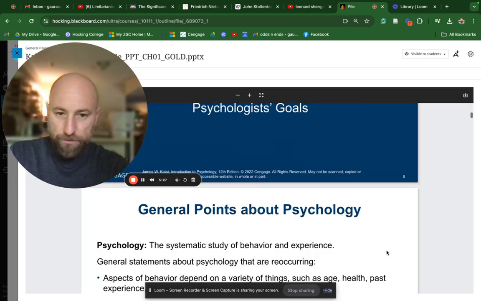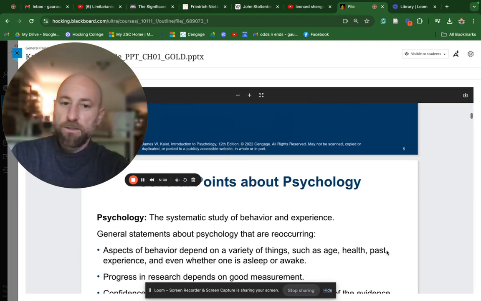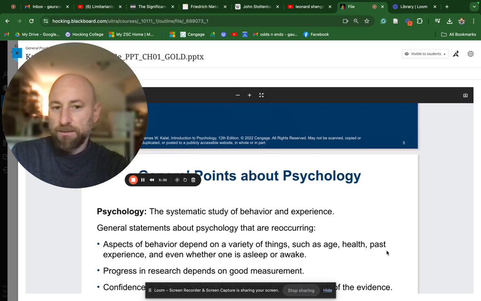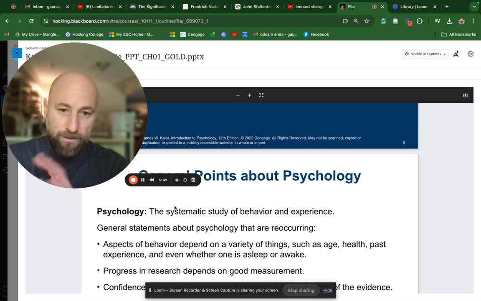Okay, Unit 1. General points about psychology. Psychology is the systematic study of behavior and experience. Not the best definition, but it is fine. I would prefer a definition that has something to do with collecting data and doing experiments, because if we're not doing that, we're not really doing psychology in the proper sense, the way we understand it now. But that's okay. That's what systematic kind of stands for.